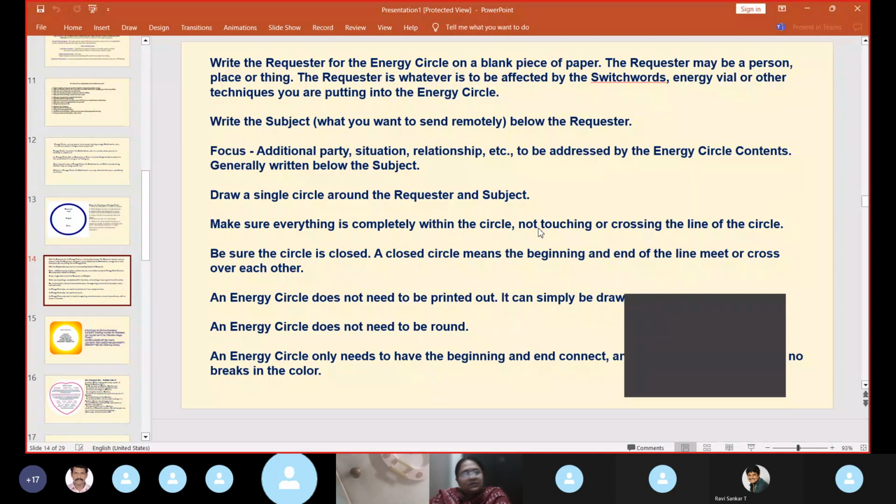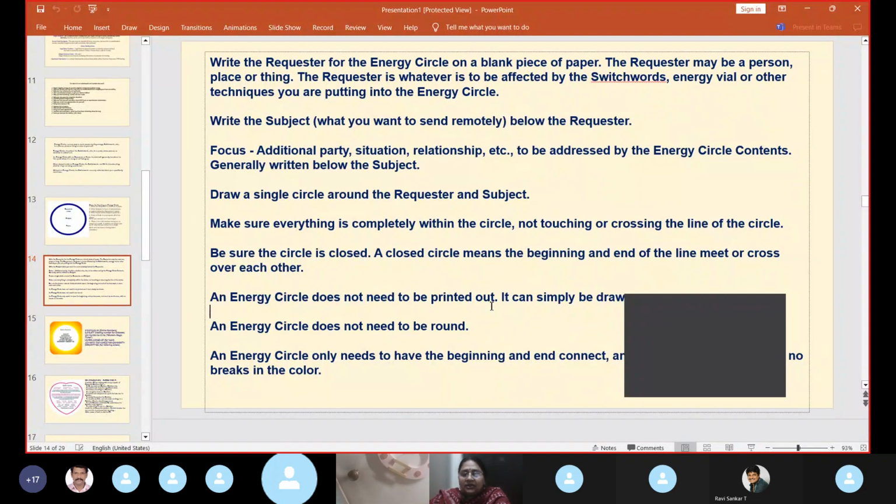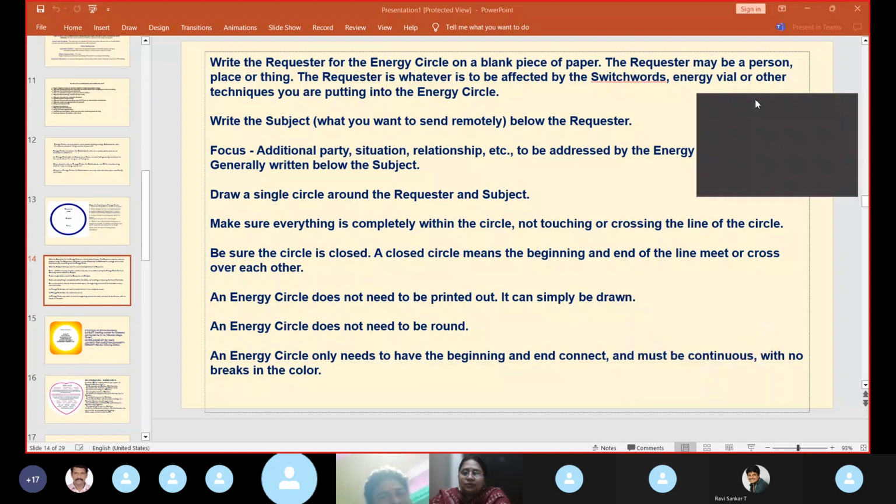Now this is the most basic form, so it needn't necessarily be printed out. You can simply hand draw it, and it might not be completely round, so it doesn't matter. You can easily read it without it being completely round, because when we do a big course on switchwords, you will realize that we can also use our hand as an EC, the palm.